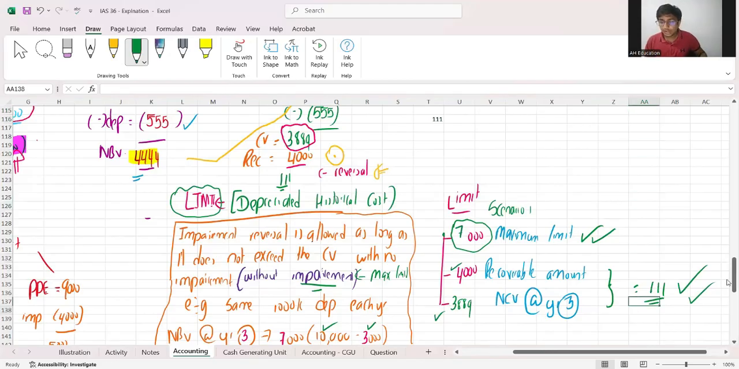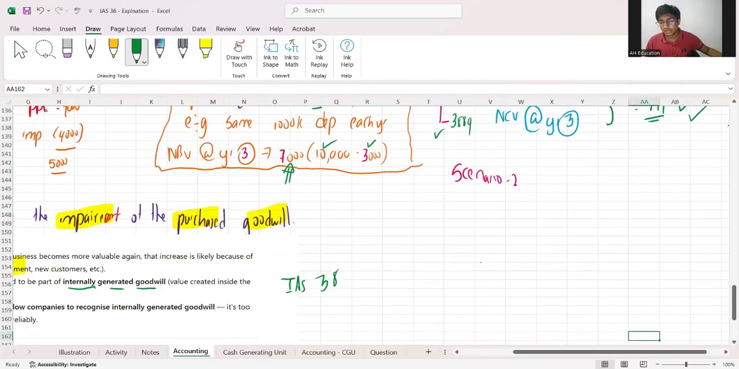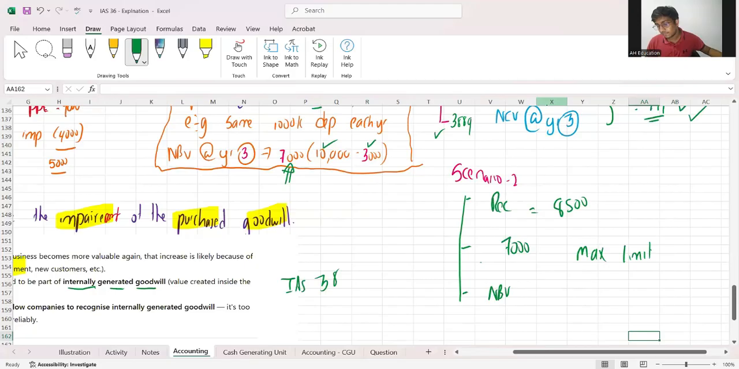Okay. Let me give you another scenario where this amount won't be allowed. Say the maximum limit was 7,000 again. This time, your recoverable value was 8,500. Your net book value was 5,000. Now tell me, until how much can you reverse?